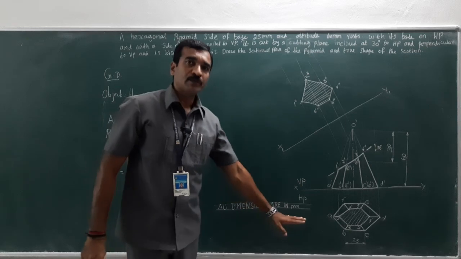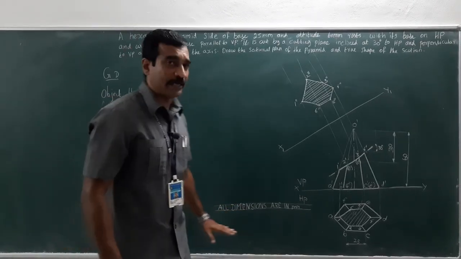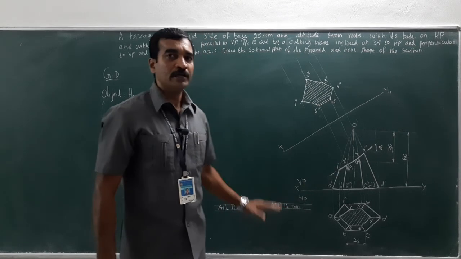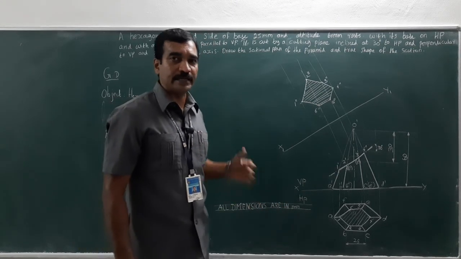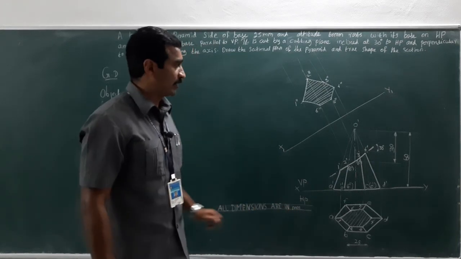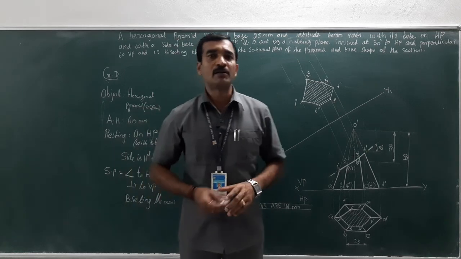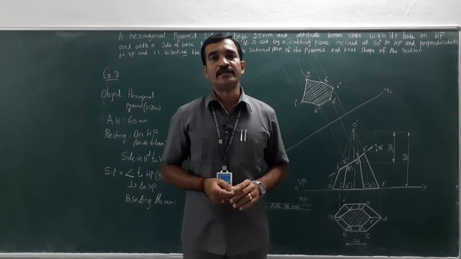Then the scale. What is the scale which is used? If it is a true scale, then you mention scale as 1:1. If you have considered any special case, that is reduced scale or enlarged scale, then the respective scale needs to be mentioned. So I hope you have all understood how to draw the problems from the sections of solids. Thank you.